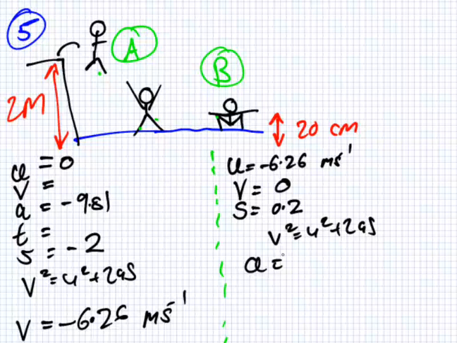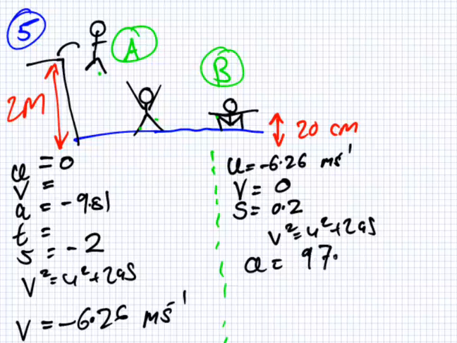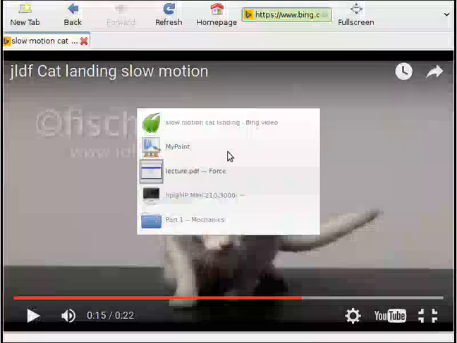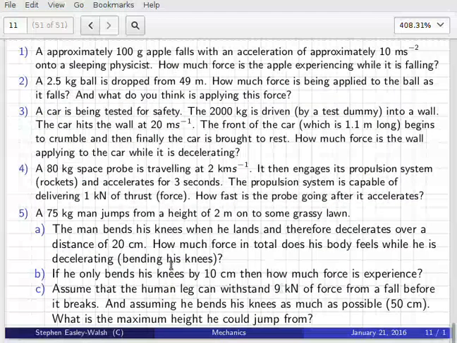So we have to break this problem up into 2 halves. First, we'll call it part A, when he's falling, and then part B, when he's landing. A is from here to here, and B is from here to here. Okay, so in the A picture, U, V, A, T, S, what's the U? 0. V we don't know, A is minus 9.81, T we don't know, and S is minus 2. Let's calculate the V. We can use V squared equals U squared plus 2AS.